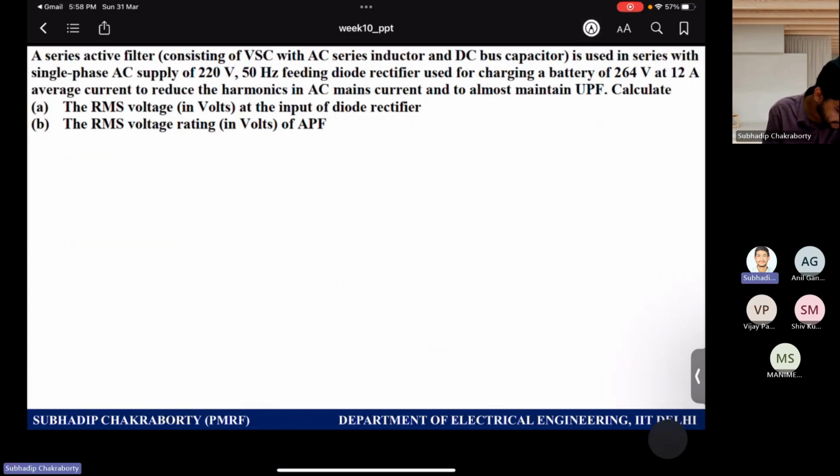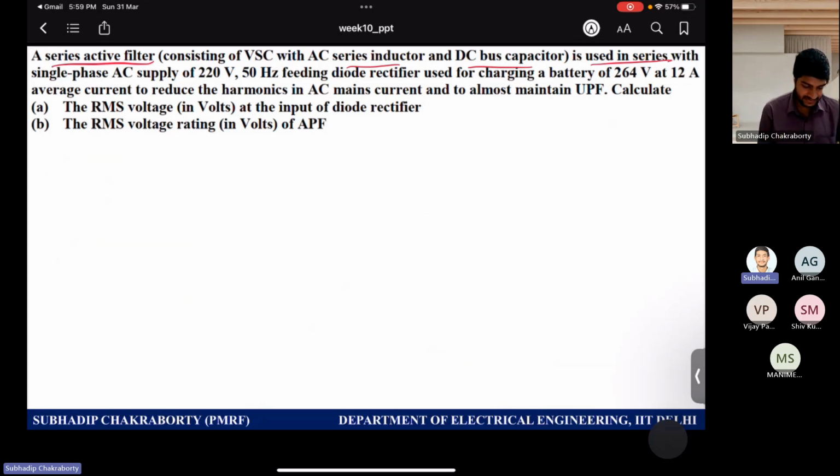Now see this second problem. Just read this problem. So now in this problem you have a similar series active filter. So obviously you know the meaning of active filter. You have an inductor and then you have the DC bus capacitor of an inverter, a voltage source converter, and this is used in series with the line, as I drew the single phase diagram also in the previous problem.